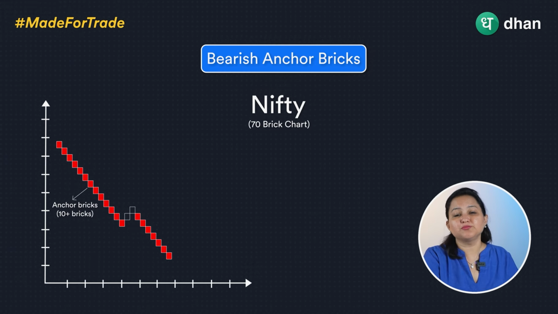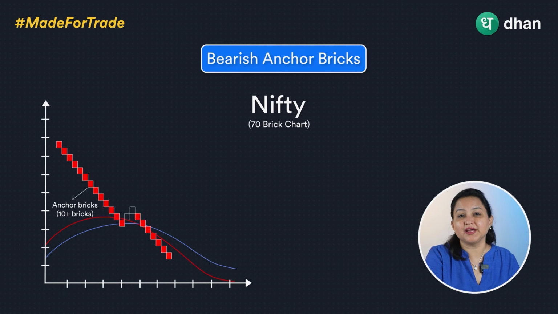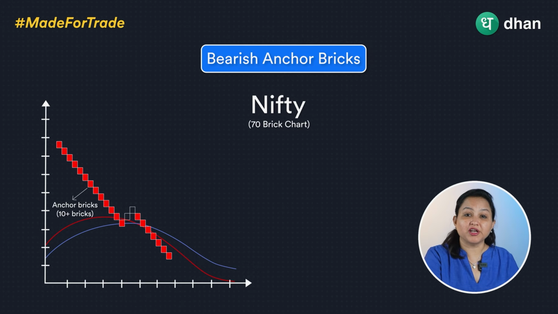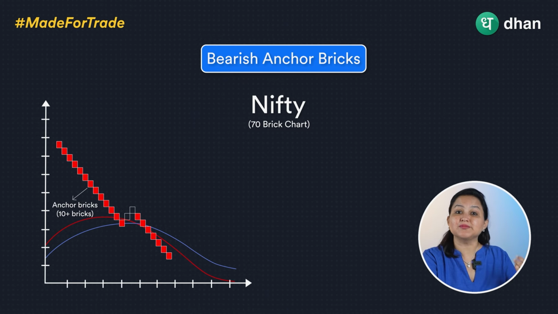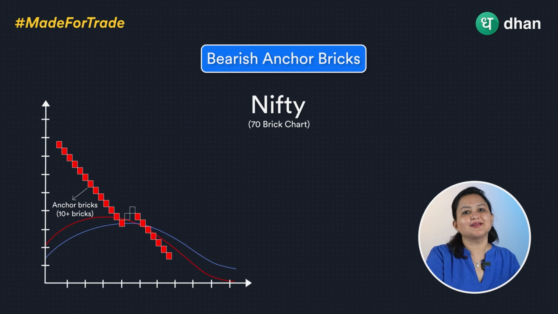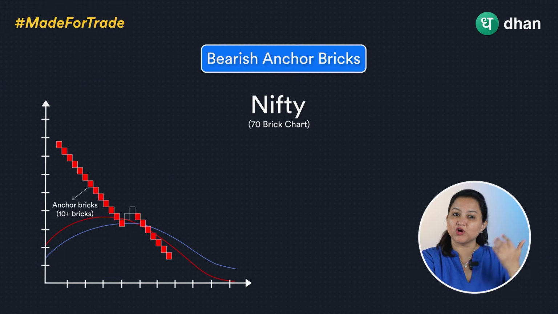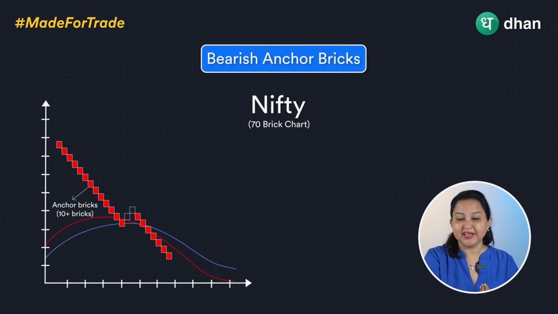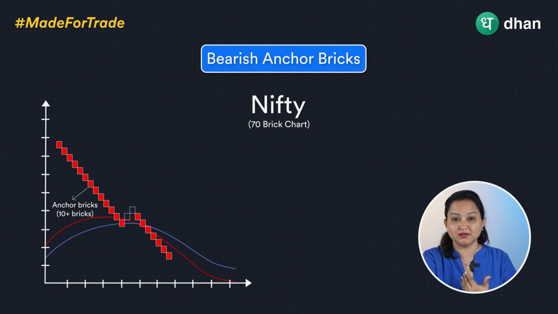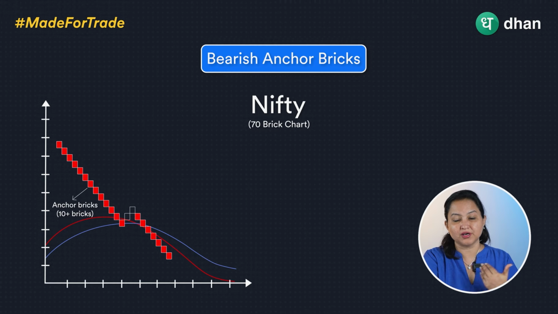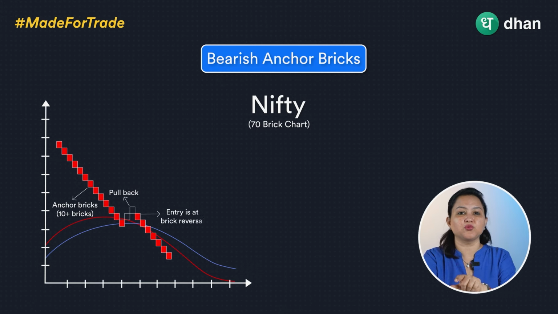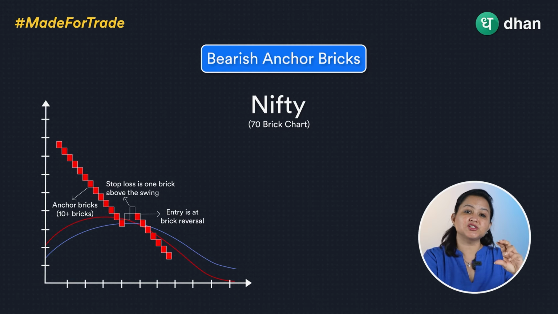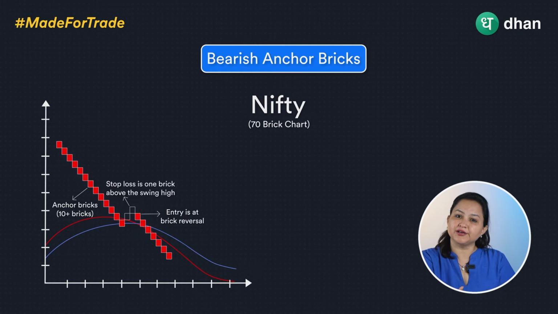I have also used moving averages out here to discriminate or find the trend. So a 40 brick moving average is above the 20 brick moving average, which again confirms that the trend is bearish. Plus the momentum is bearish because the anchor brick is forming in the bearish direction. A big swing is what we can see out here. A pullback, and that first reversal bearish brick is where you get your entry. Your stop loss is just 1 brick above the bullish swing, and the trend continues in the downward direction.